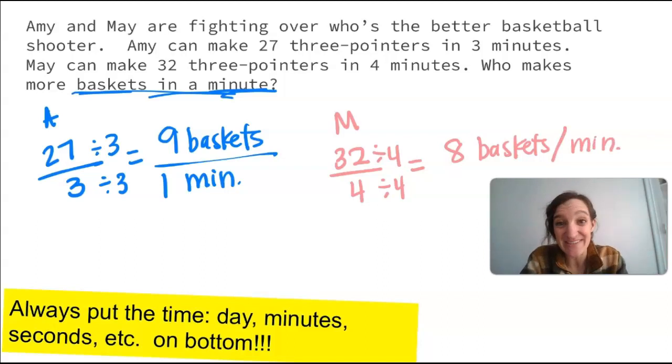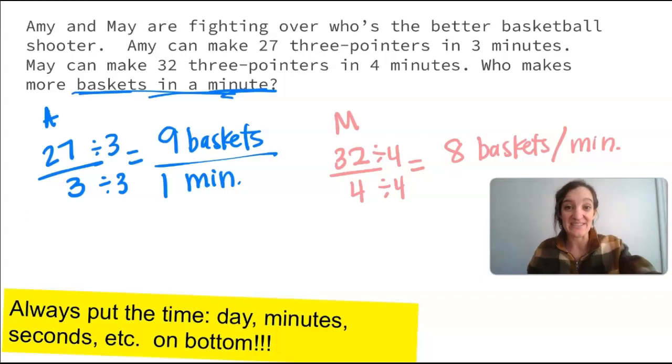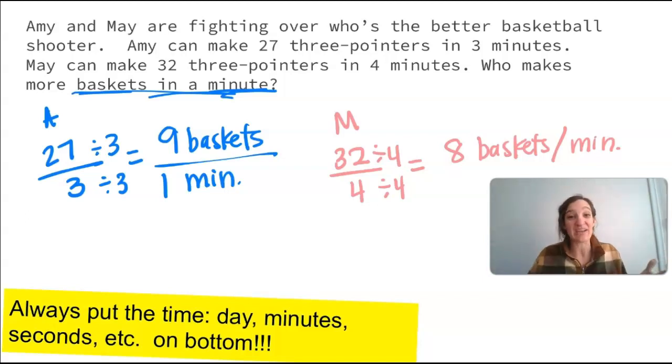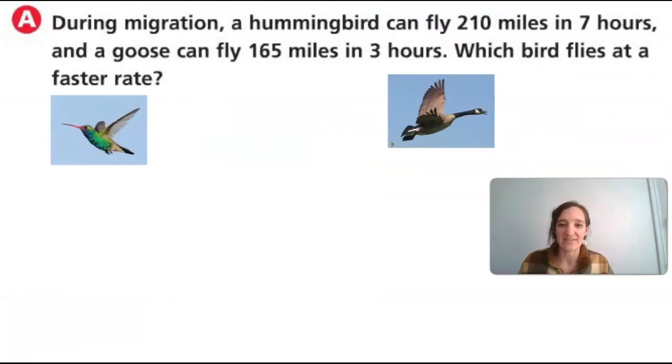Boom. There's no comparison now, right? There's no fighting back and forth, because it's obvious that Amy can make more baskets per minute than May can. And once you bring that to their attention, there's no arguing anymore. That is the beauty of unit rates. You can get everything down to the same rate, to the same one of something. And then you can compare which one's bigger, faster, stronger, cheaper, right? So that is the beauty of unit rates.